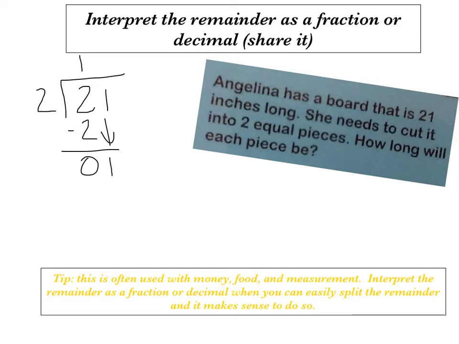Bring down the 1. How many times can 2 go into 1? It goes in 0 times. You can't leave it blank. You still have to put that placeholder there. And then I've got remainder 1. Well, 10 what? 1 what? Each piece is 10 inches, and then there's a remainder of 1 inch.